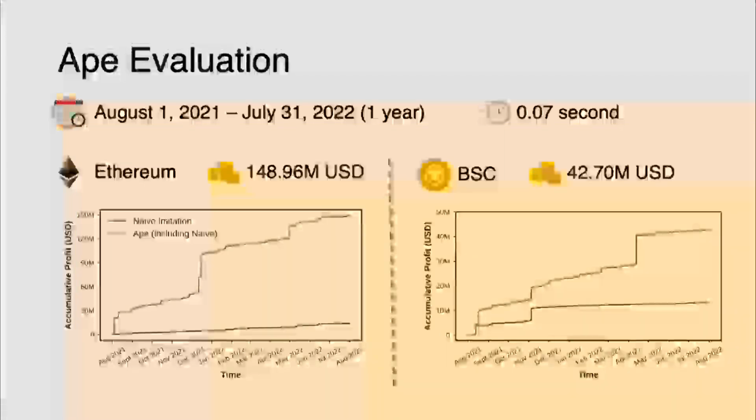All right, so to understand the effectiveness of APE, we performed a comprehensive evaluation by executing APE on every past transaction from August 2021 to July 2022 on both Ethereum and the BNB Smart Chain. It turned out APE could have generated more than $148 million on Ethereum and more than $42 million on BSC. We also performed a real-time evaluation by injecting the APE logic into a running mainnet full node, without actually sending out the imitation transactions, for ethical considerations. The performance of APE is great. On average, every imitation execution only takes 0.07 seconds, which is way below the block interval of Ethereum and BSC.